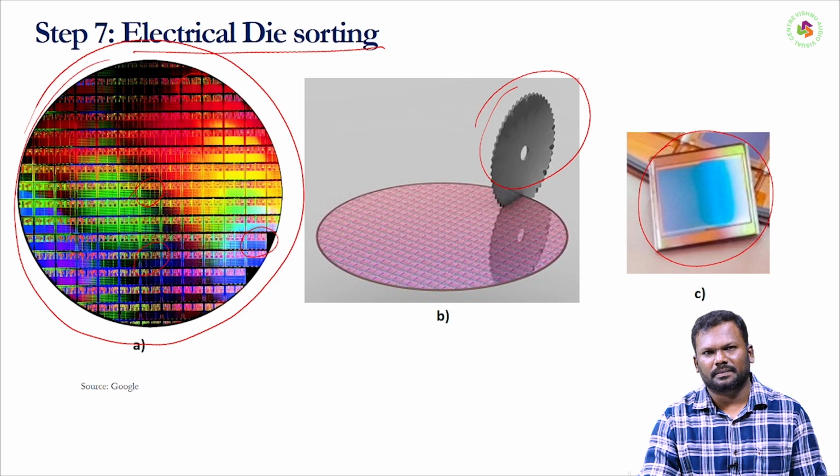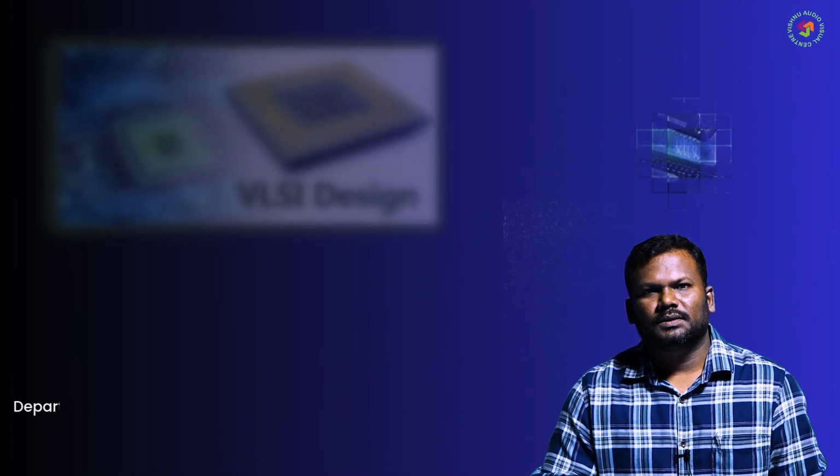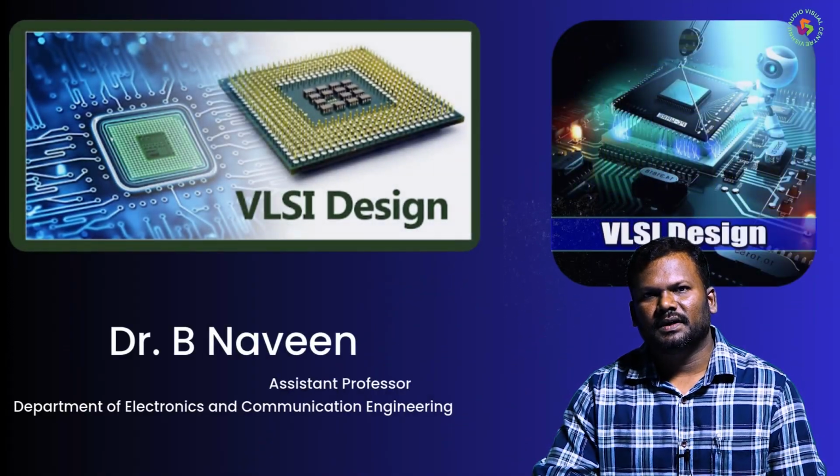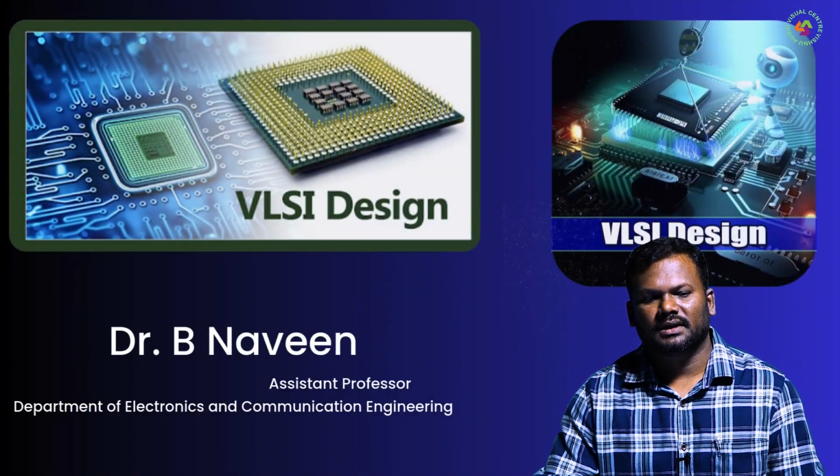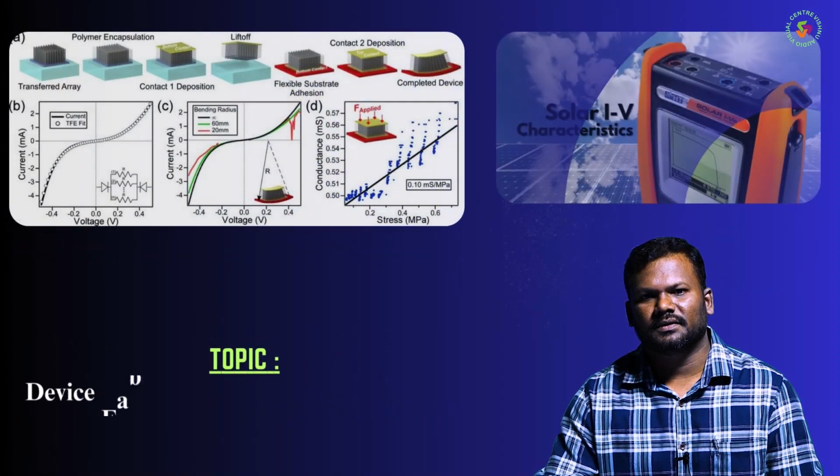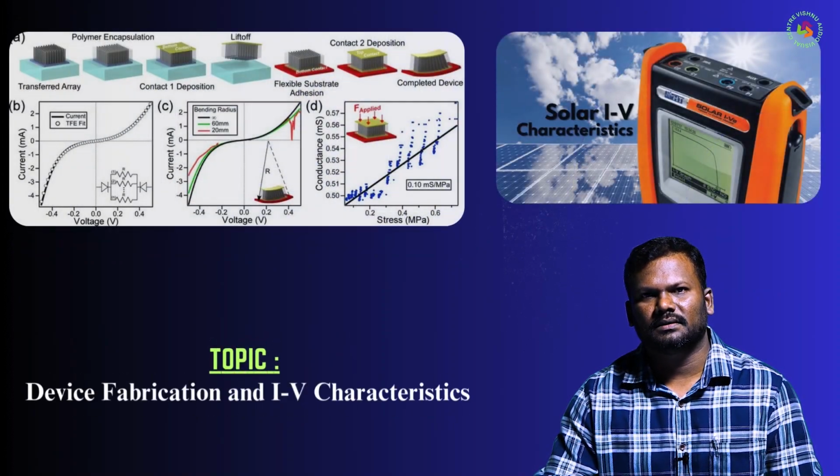The next step is packaging. After packaging, we use them in our electronic devices. So this is the complete process of fabrication. Up to step 7, we have seen the fabrication process, and the IV characteristics of your MOS device we will continue in the next class.